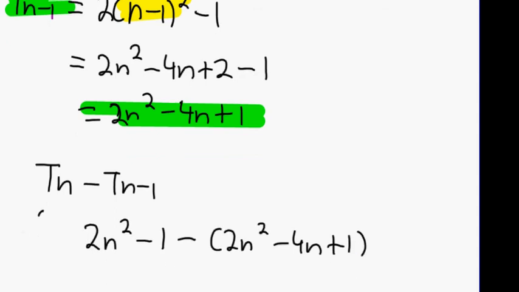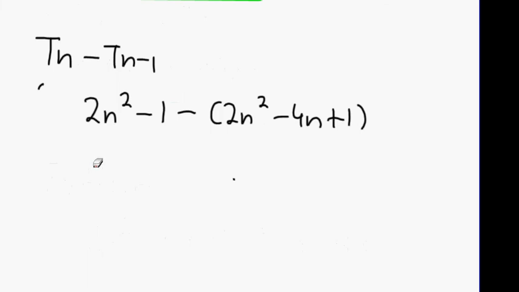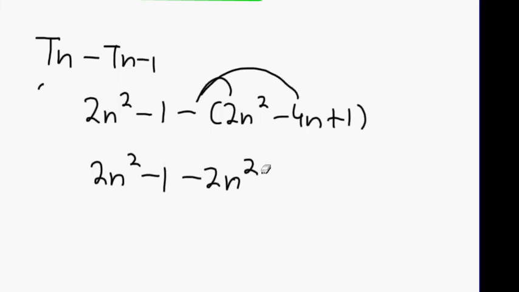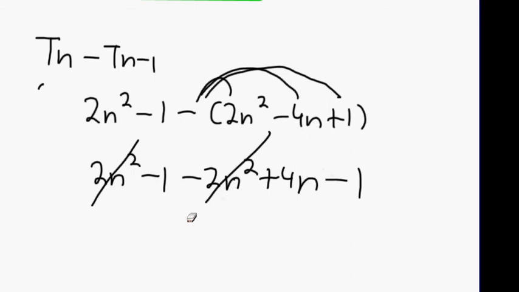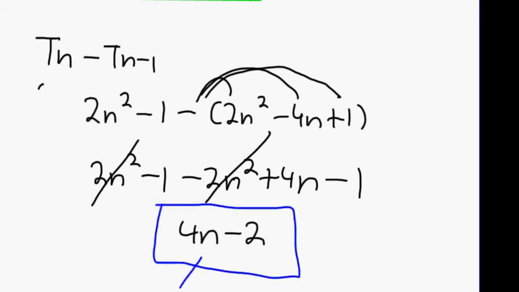Okay, what happens next? Can anybody tell me? Minus another 2n squared, yeah? Plus 4n minus 1. The 2n squareds cancel. And then we're going to get 4n minus 2. Why is this number not considered a constant? It's not a normal number because the n value changes. It means it doesn't stay the same. Therefore, the sequence is not arithmetic.